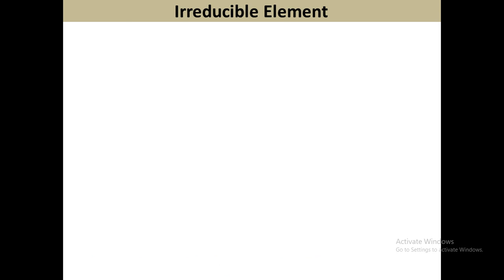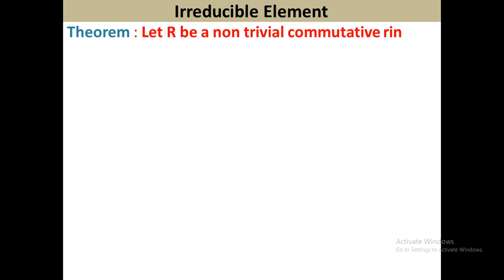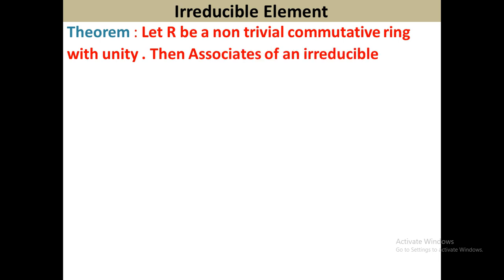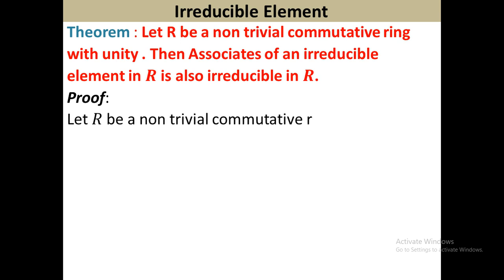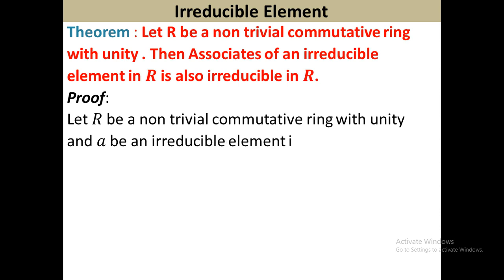However, I will give a theorem. If R is a non-trivial commutative ring with unity, then an associate of an irreducible element is again an irreducible element. I will prove it. Let R be a non-trivial commutative ring with unity and a be an irreducible element in R. We have to show that an associate of a is also an irreducible element.